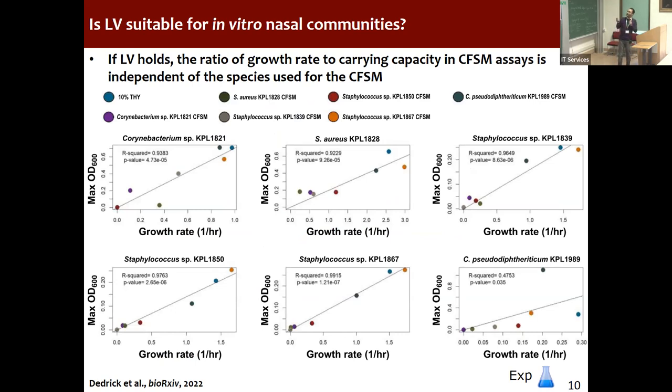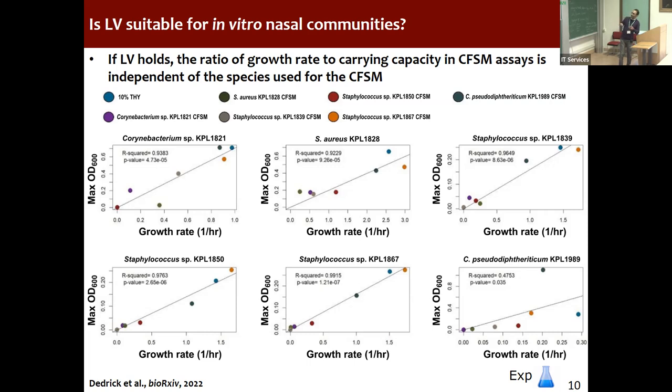And then we started by looking at what we get in our system. And here the medium that we're using is 10% THY. So THY is one of the standard rich media that people use for growing microbes. And we reduce it by tenfold because when we compare it with the composition of nasal environment, that more or less corresponds to 10% THY. And in that environment, we grew different species in the supernatant of other species. So the name on top is the species that we are testing, and the colors are where the spent media is coming from.